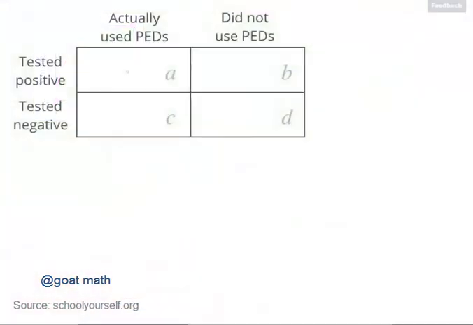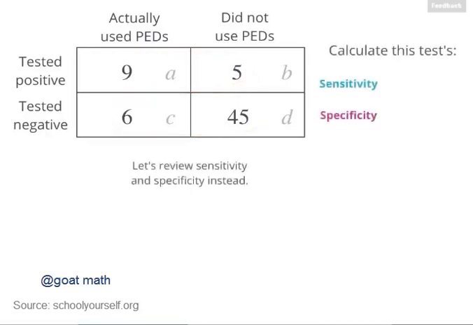To start things off, here's a table where the left column is athletes who used PEDs, like steroids or human growth hormone, and the other column is athletes who did not. And the top row is athletes who tested positive, and the bottom row is athletes who tested negative. So first off, calculate this test's sensitivity and specificity, or click here to review.